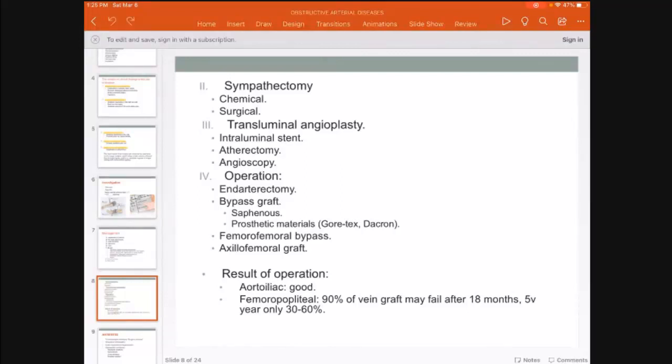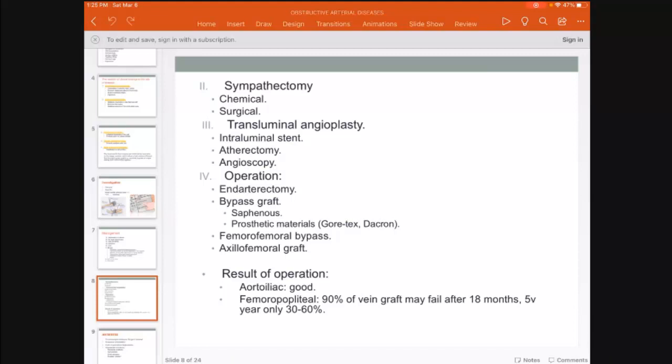If there is no facility to do that, we can do an operation. This is the operation we do, an endarterectomy, and you remove the intima. Or we can do a bypass graft. Bypass graft means at the site of obstruction, we do an anastomosis proximal to distal part of the obstruction by using either a saphenous reverse vein. Usually when you take the vein, you make the proximal part become distal and the distal become proximal because it contains a valve.